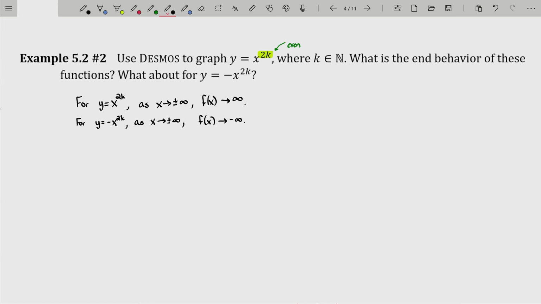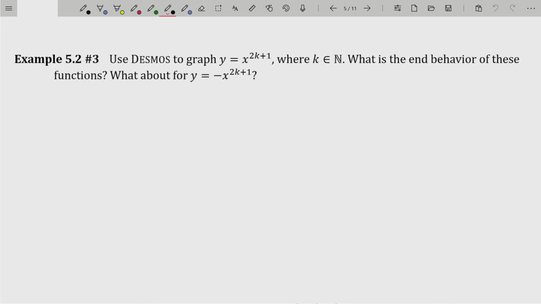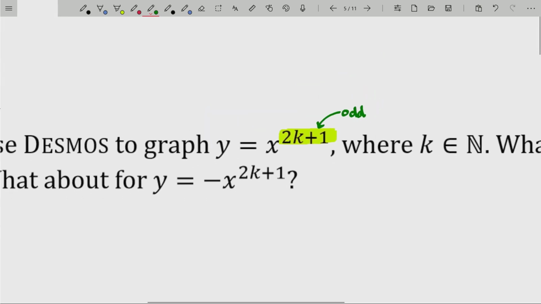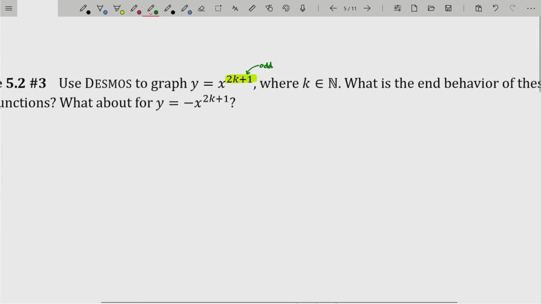What about odd powered power functions? This is the same style of question. Again, hopping over to Desmos, we'll just take a look at x to the 2k plus 1. Again, 2k plus 1, what does that mean? It's very popular in mathematics to write numbers as 2k or 2k plus 1. What we just had said last problem was 2k, where k is a natural number, is going to be even. Well, if you add 1 to an even number, you should probably know you get an odd number. So this is just an odd number. So now we're looking at power functions with odd exponents.